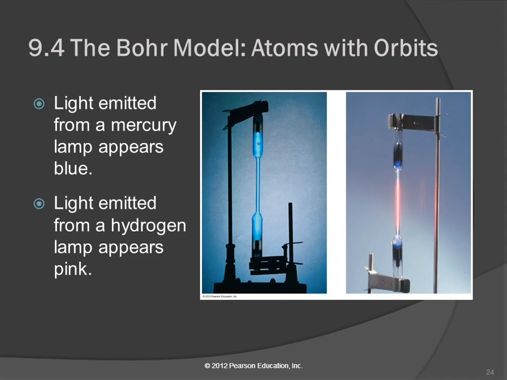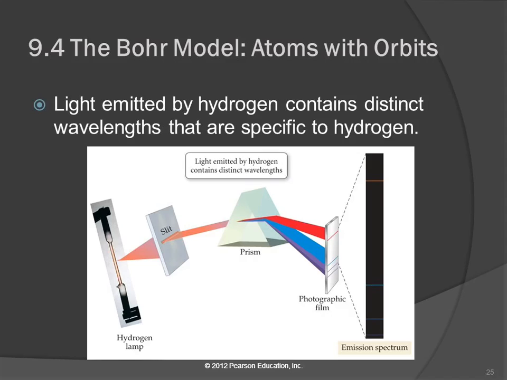You can do that with other elements too. If you put mercury in a glass tube and pass electricity through it, you'll get a blue light. If you use hydrogen, you'll get a pink light. Why do they give off different colors? That was a question.